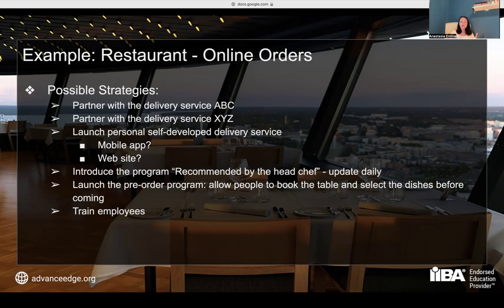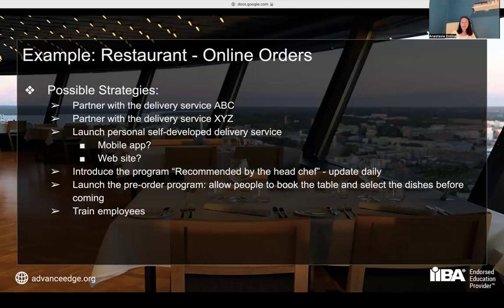Business analysts can propose them all and let the key stakeholders decide which options they want to go with, or probably the combination of the options they want to go with. Probably launch the recommended by the head chef program immediately, because it doesn't take much, and simultaneously start working on the website improvement.